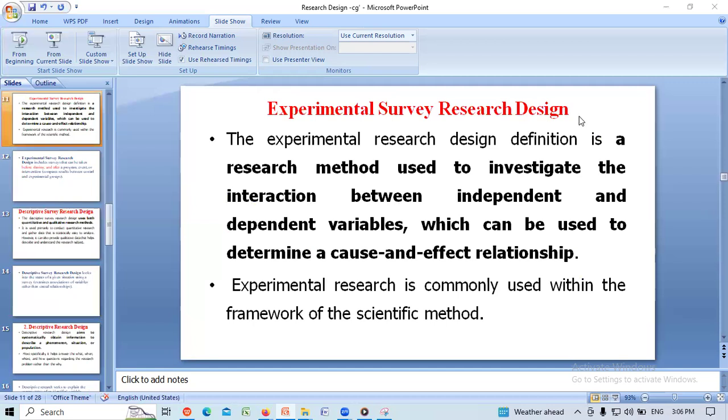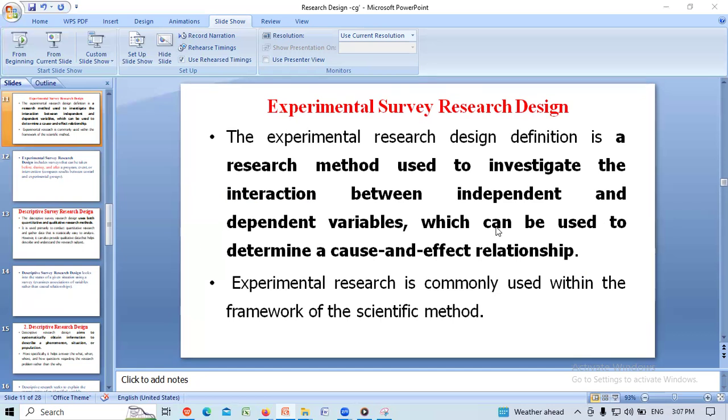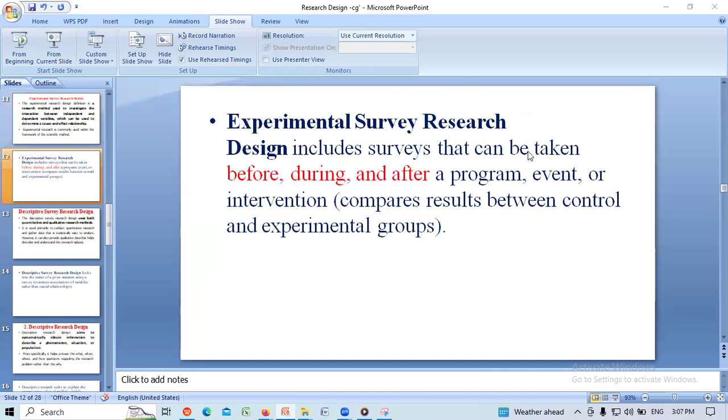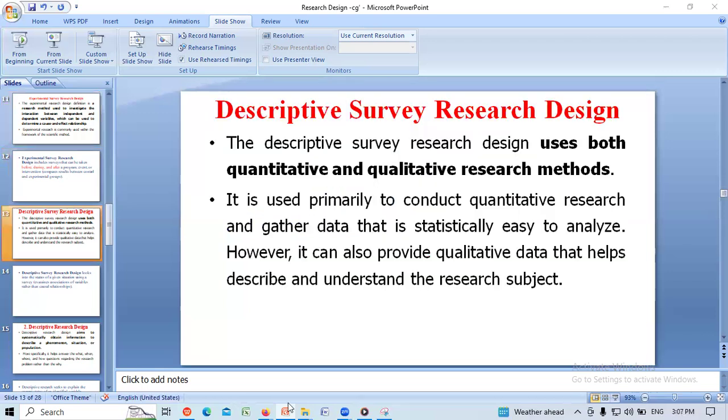Experimental survey research design. The experimental research design definition is the research method used to investigate the interaction between the independent and dependent variables, which can be used to determine the cause and effect relationship. Experimental research is commonly used within the framework of the scientific method. Experimental survey research design includes surveys that can be taken before, during, and after a program, event, or intervention, and compares results between the control and experimental groups.